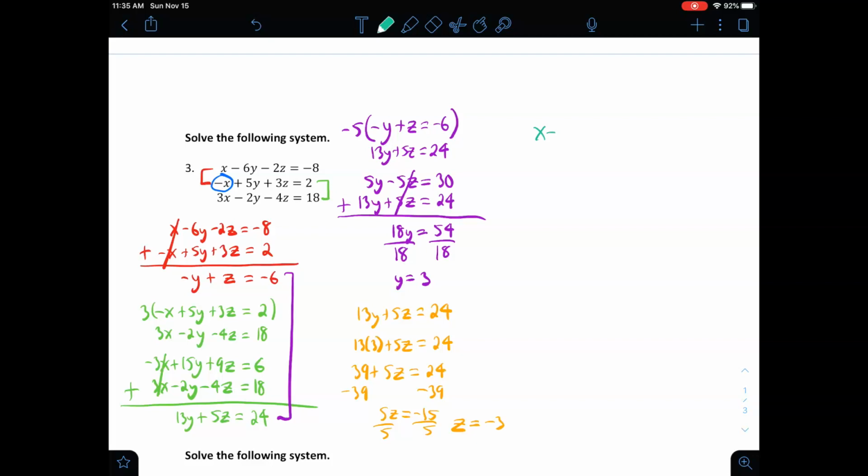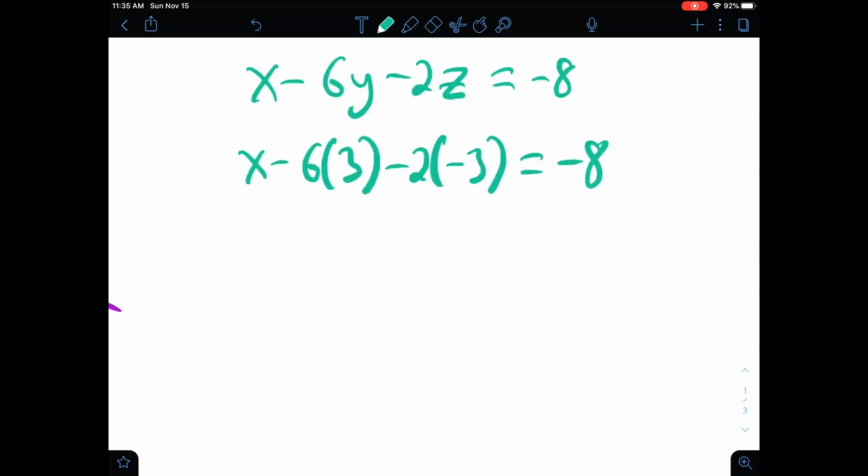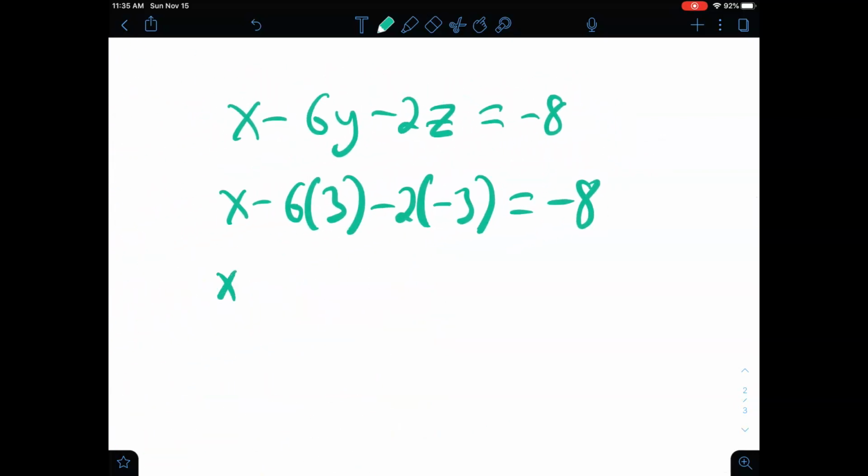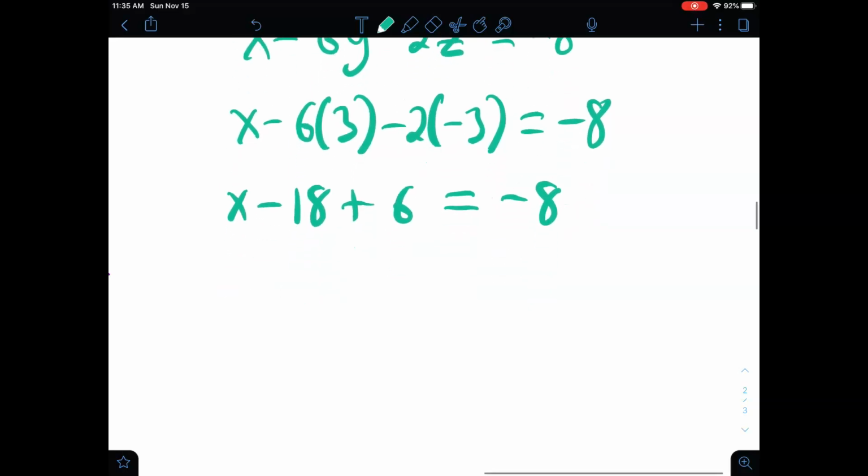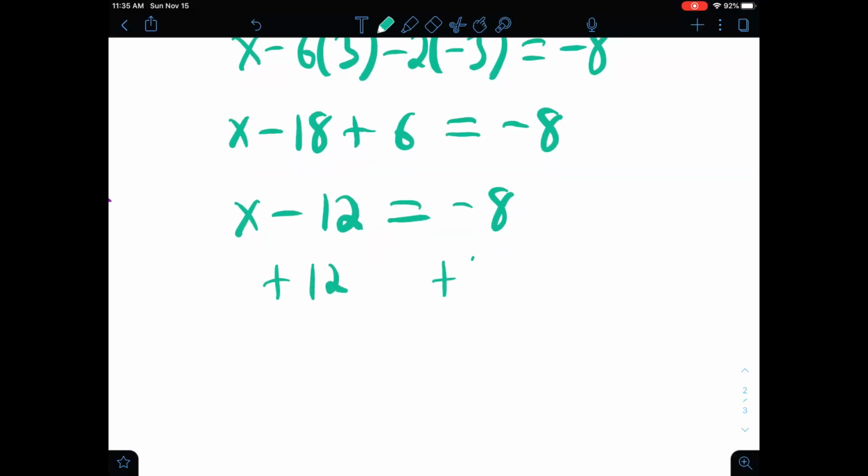We're going to plug into x minus 6y minus 2z equals negative 8. So x minus 6 times y, which is 3, minus 2 times z, which is negative 3, equals negative 8. So x, negative 6 times 3 is negative 18. Negative 2 times negative 3 is positive 6, equals negative 8. Negative 18 plus 6 is negative 12, equals negative 8. Add 12 to both sides. x is going to be equal to 4.